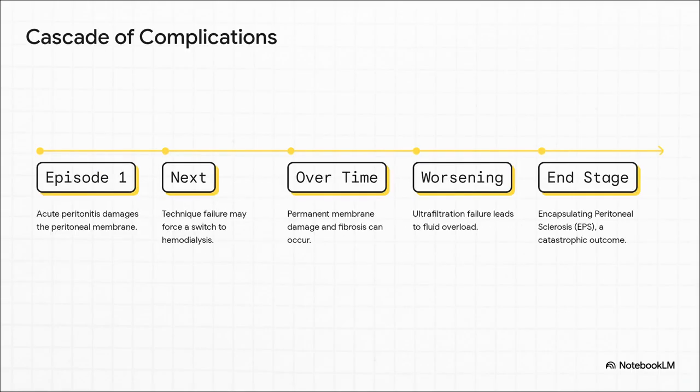And this is why prevention is king. A single episode of peritonitis can set off this devastating cascade of long-term problems. It is the #1 cause of technique failure, forcing a patient off their home therapy and onto in-center hemodialysis. Each episode adds more scarring, more fibrosis, which eventually leads to ultrafiltration failure. The membrane just can't pull off enough fluid anymore. And the horrific end stage of this whole process is encapsulating peritoneal sclerosis, or EPS, a catastrophic condition where the intestines literally get encased in a fibrous cocoon.